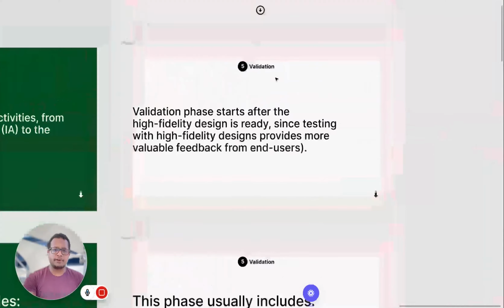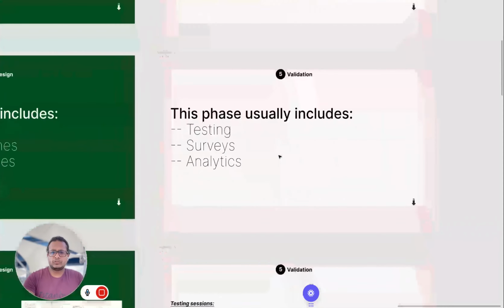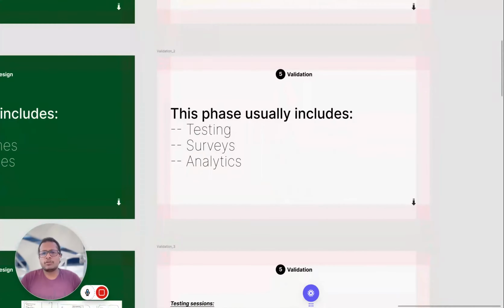It's very, very important. The validation phase starts after the high fidelity design, meaning when you finalize the project design, everything. So this phase usually includes testing, surveys, and analytics. See, if you are saying you're a UX UI guy and you are not doing testing, surveys, analytics, it's the biggest wrong thing you are doing, because UX UI is not complete without this information.